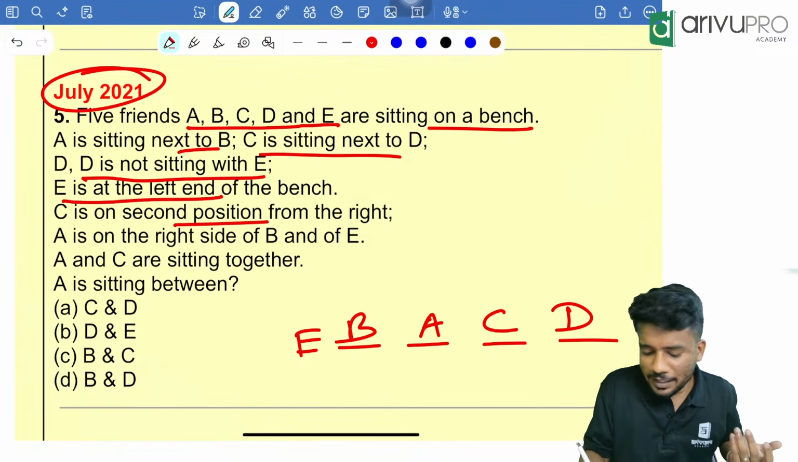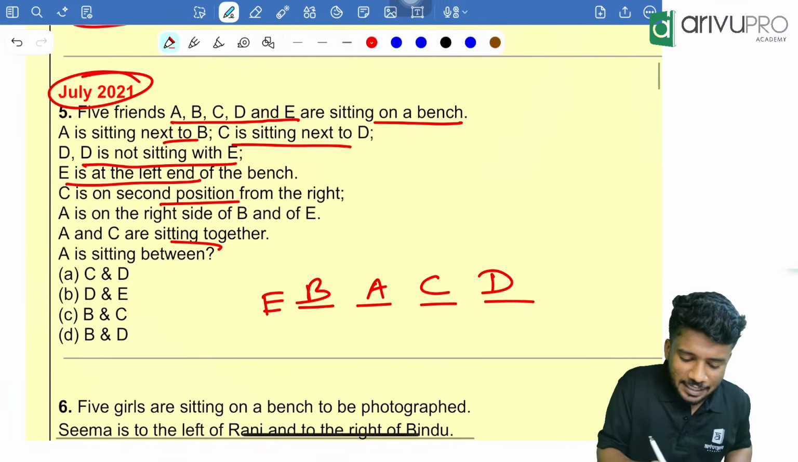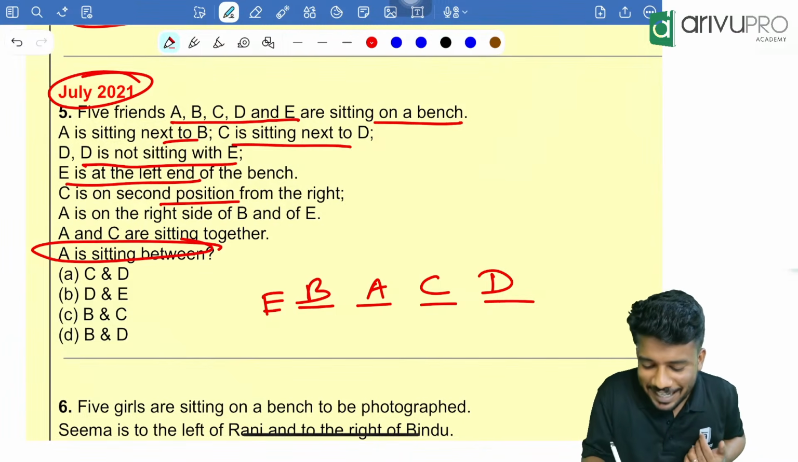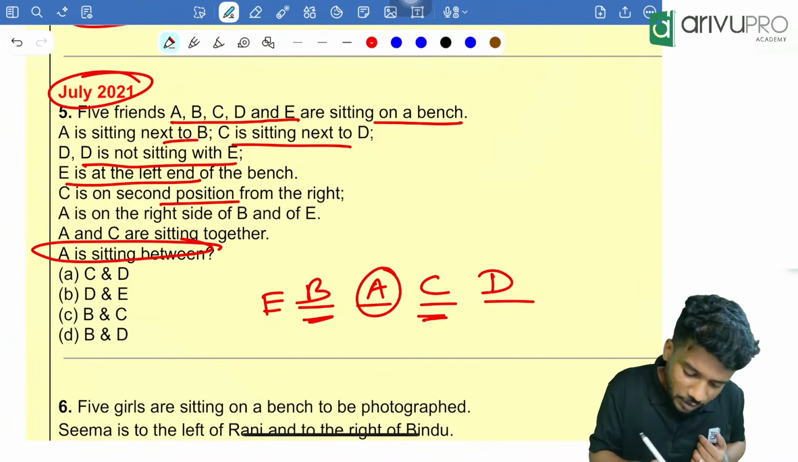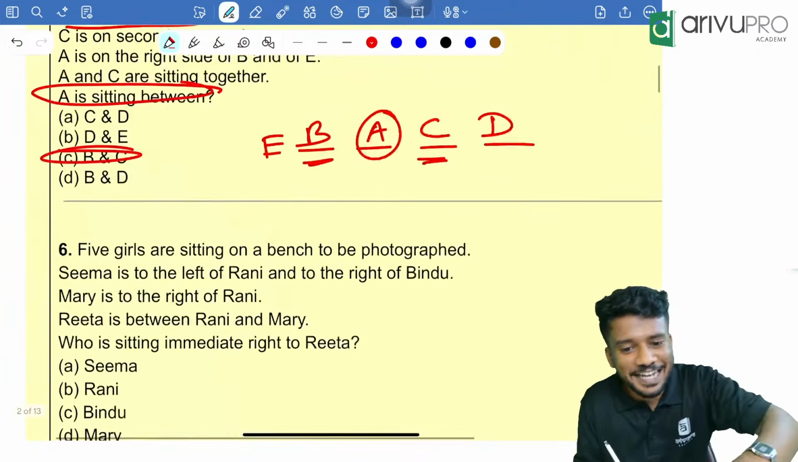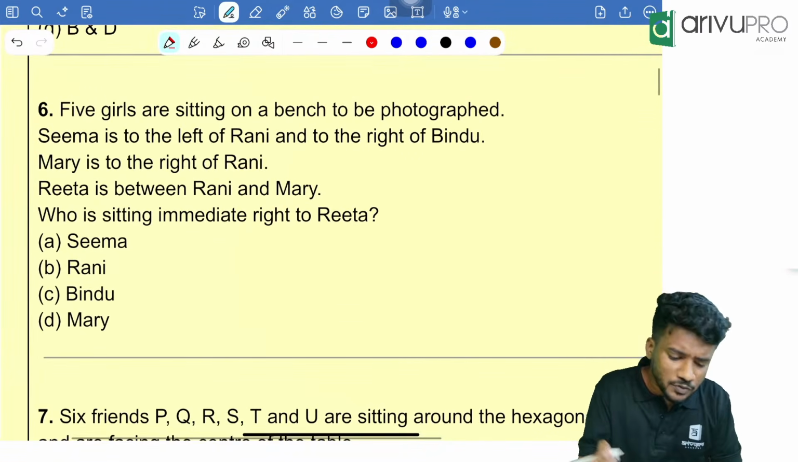B is over here. D is over here. Now the question is, A is sitting between what and what? A is sitting between B and C. Option C is your answer. Direct question.